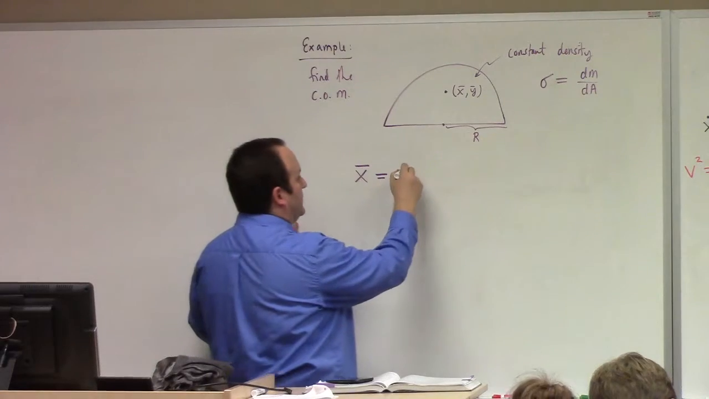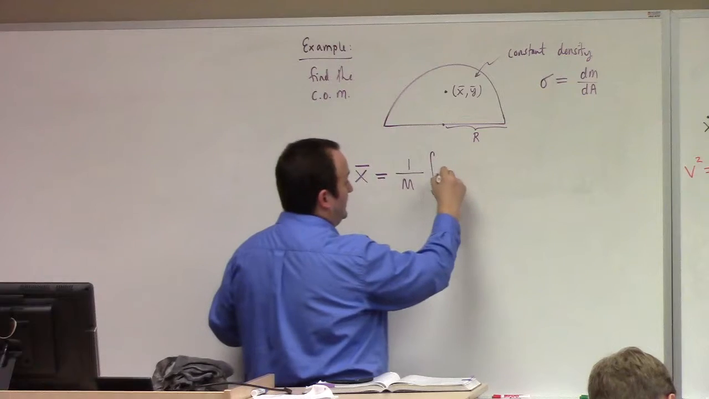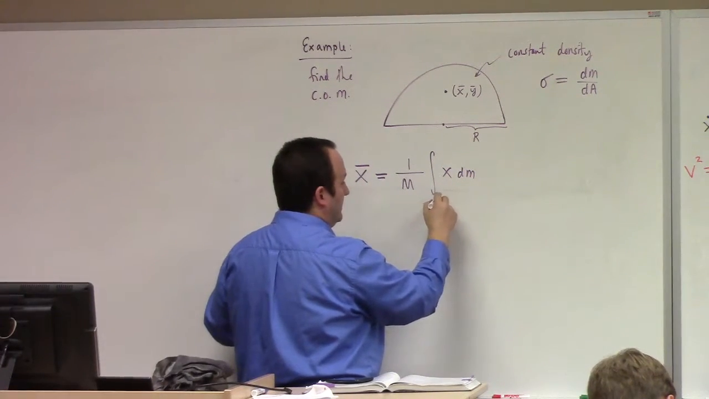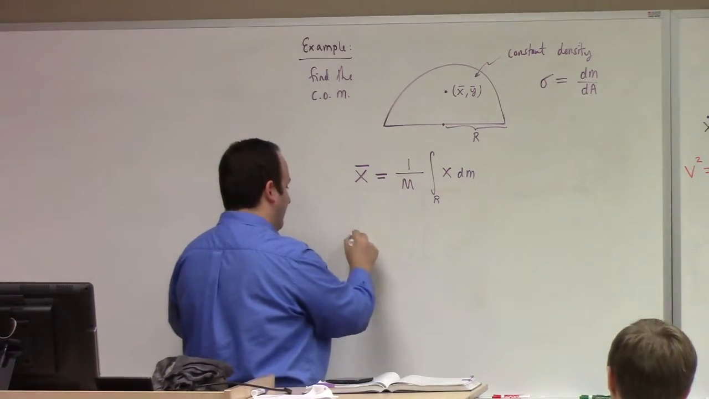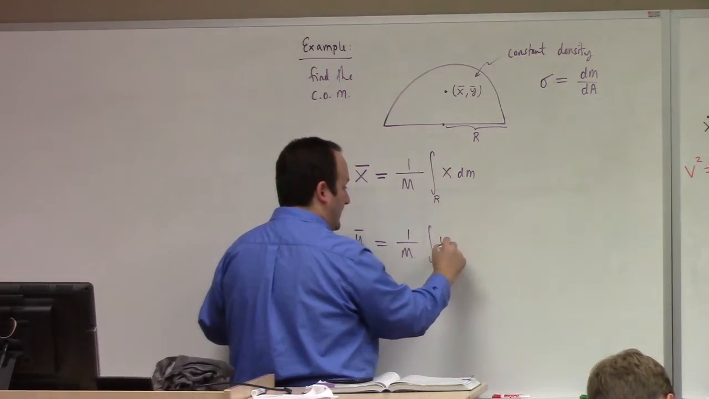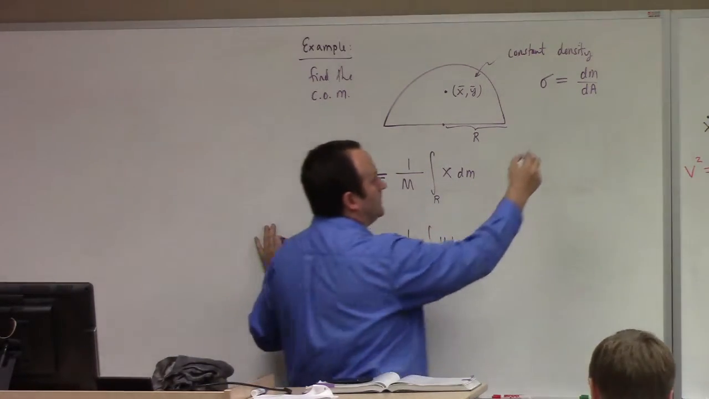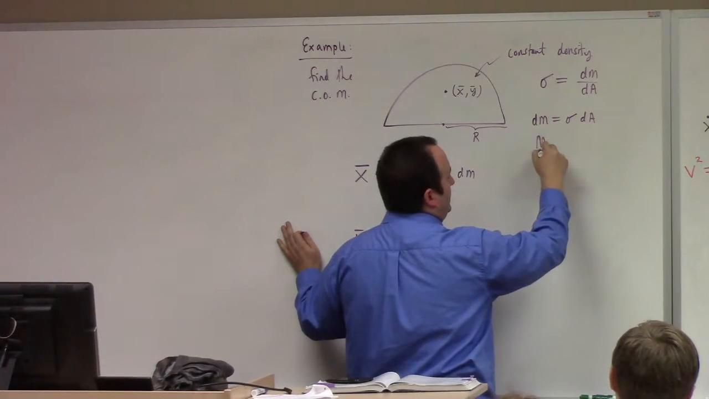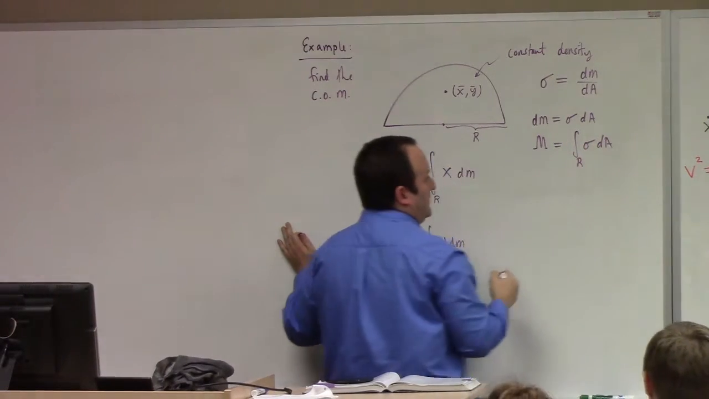X bar is equal to 1 over the mass times the integration of x dm over the region. We call the region R. And y bar is equal to 1 over the mass times the integration of y dm over the region. Now what's m? What's the mass? See, dm is sigma dA, right? So the total mass is just the integration of sigma dA over the region.